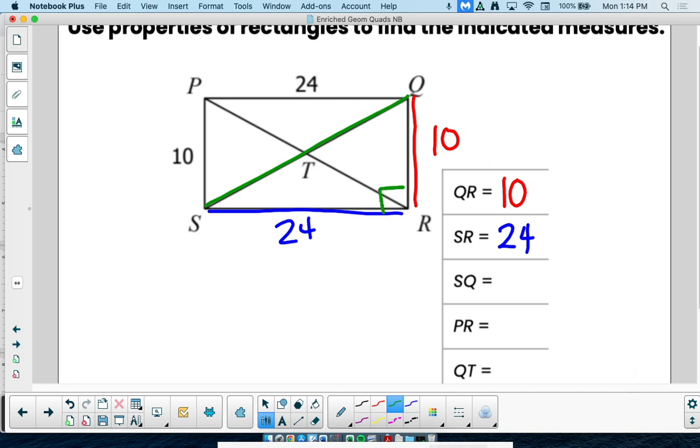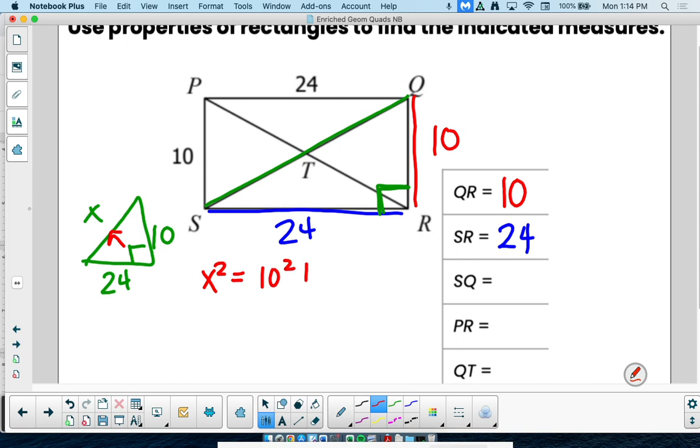Right, because what kind of an angle's right here? Right, so if I were to draw out that triangle, 24, 10, we're looking for this guy. You guys see how it's the Pythagorean theorem? What side is your hypotenuse? QS, or the variable, right? So x squared equals 10 squared plus 24 squared. Now we just crunch it out. This one's nice, we get a whole number.